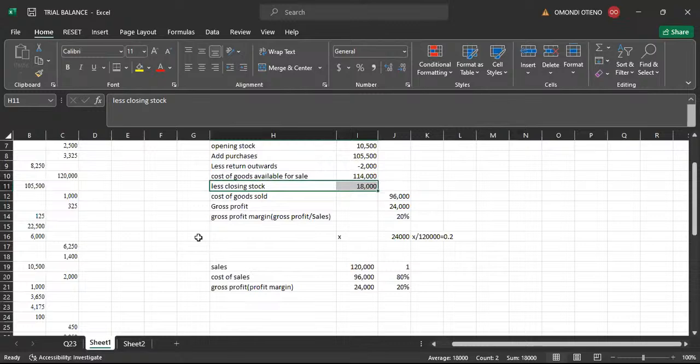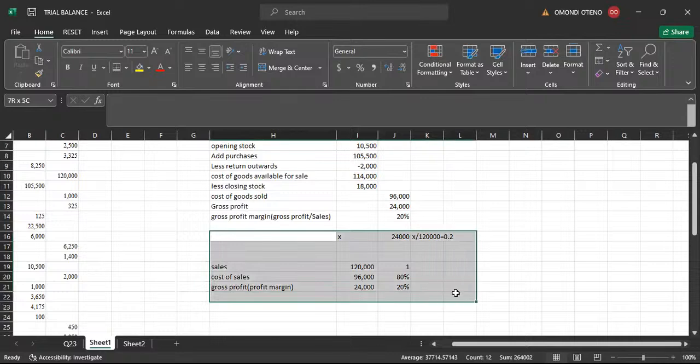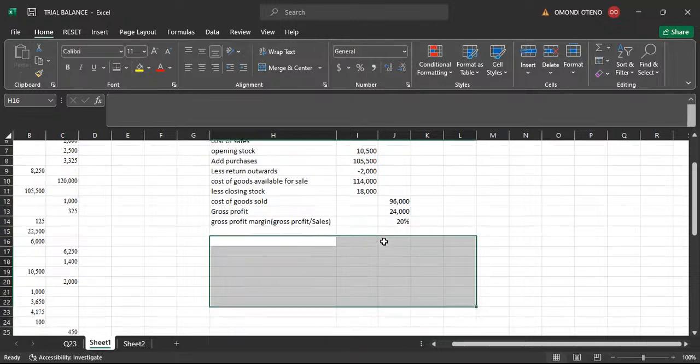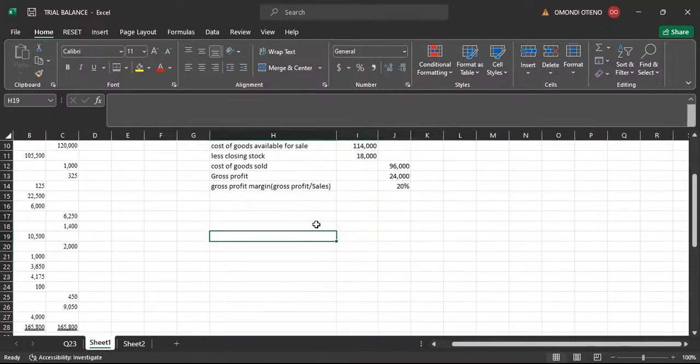So are we now okay with the first part of the question? If a question is given to you tomorrow, you are given closing stock, you are given cost of goods sold, but you are not given opening stock, will you be able to calculate for us the opening stock? Okay, so it means we've been able to understand what was required there.